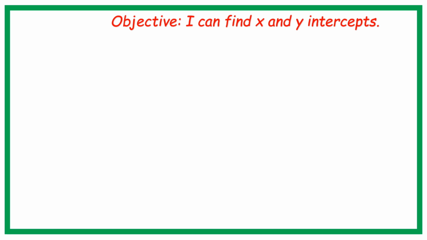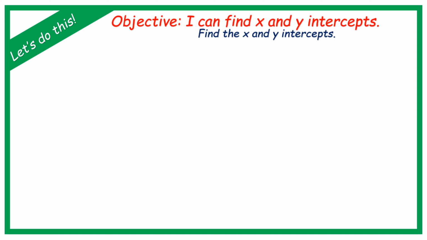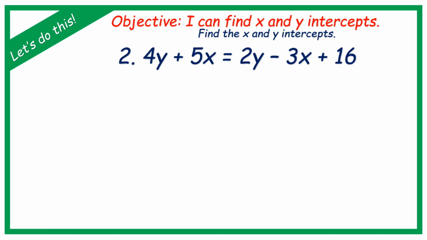Let's have another example. Again, our objective: I can find x and y intercepts. Let's find the x and y intercepts. And this is the given: 4y plus 5x equals 2y minus 3x plus 16. Okay, don't be afraid. Even if it's too long, you make it easy, okay?